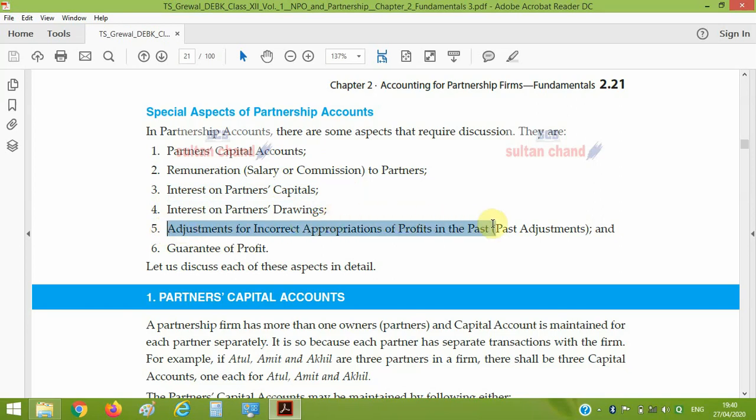And a special thing is, in summary, it is known as past adjustments. It means if any error is committed, how we will deal with this situation. And the last topic is guarantee of profit. So in today's class we will cover the topic partners' capital account and remuneration.